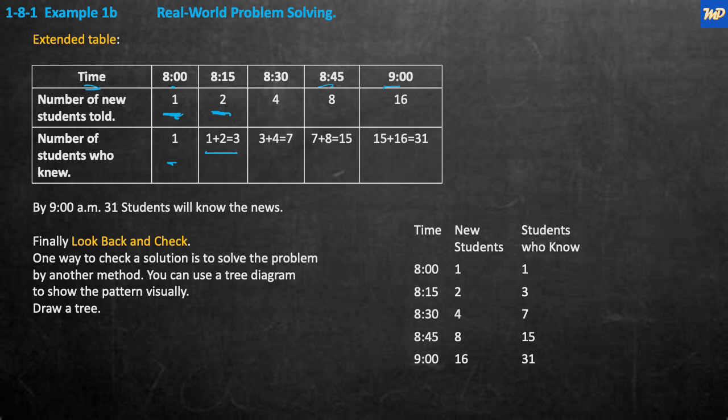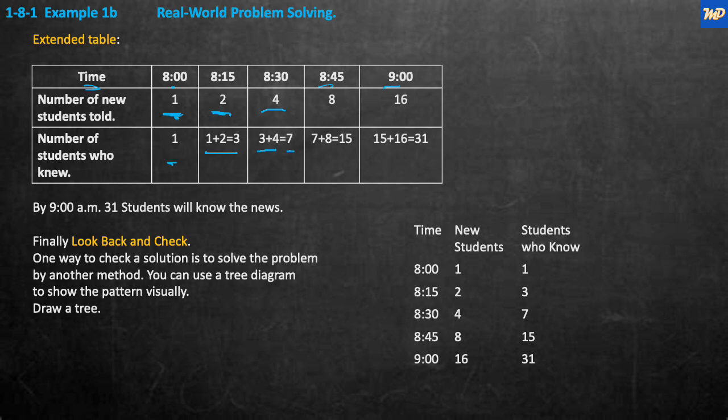At 8:30, these 2 right here are going to tell 2 people each. So they're going to tell these 4 people. Now the question is how many now know? Well, you got these 4 people that were just told plus the 3 from before. So 3 plus 4, the 4 new ones, equals 7.